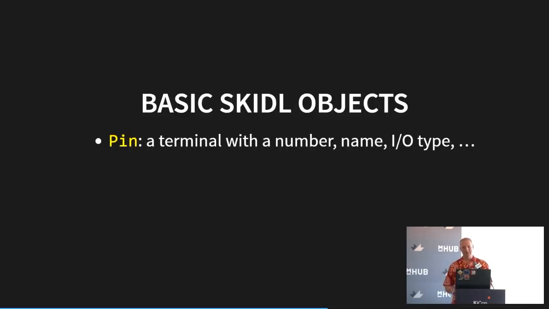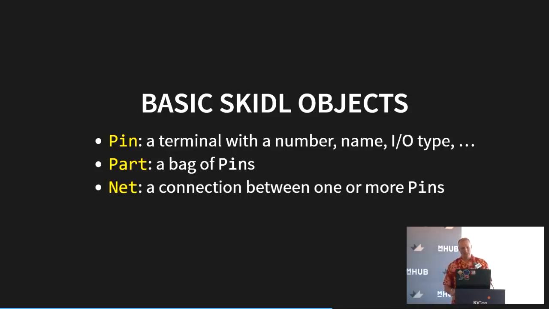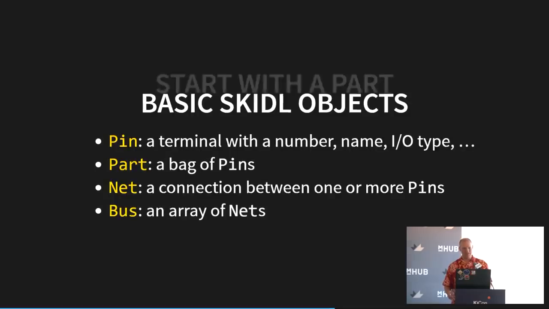There are four basic SKiDL objects. Pin: you know what a pin is, it has a number, a name, an IO type, drive level, things like that. A part is a bag of pins. I know people like to think of parts as boxes with pins coming out of the sides of them. When you work with SKiDL, just give up that idea. It's just a big old bag of pins. And a net is just a connection between one or more pins, and a bus is just a bunch of nets. And those are the SKiDL objects.